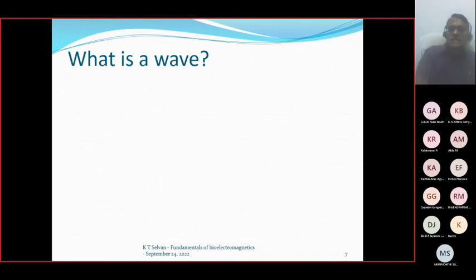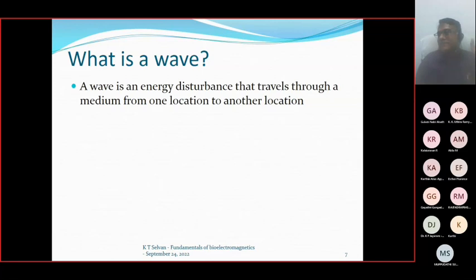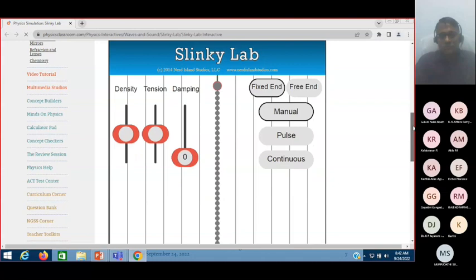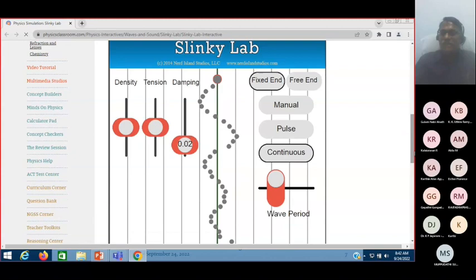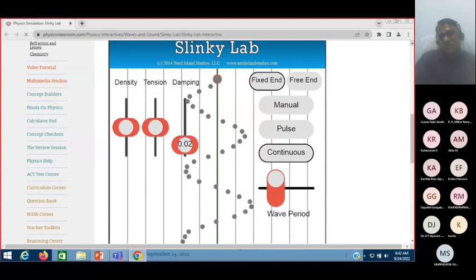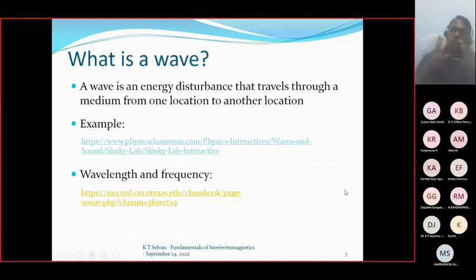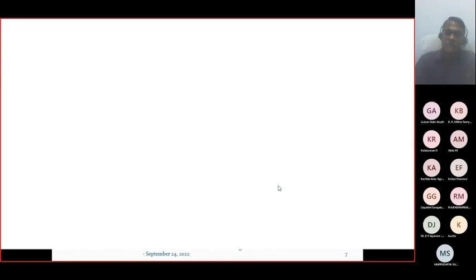So we'll start with asking, what is a wave? A wave is just an energy disturbance that travels from one location to another. We can look at an animation. Now you see, please, this is a wave. So from one point to another, any wave carries energy, whether it is water waves or sound waves or anything. Now, two fundamental parameters of a wave are very important in the context of electromagnetics. One is wavelength, another is frequency. Both are, of course, related. Let us look at what they mean, wavelength and frequency, because these are going to repeatedly figure in our presentation.